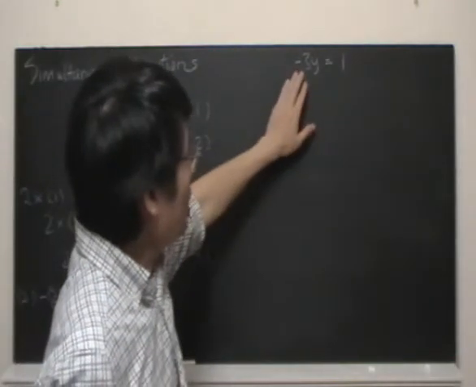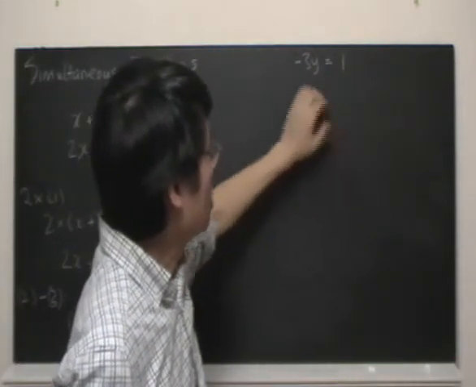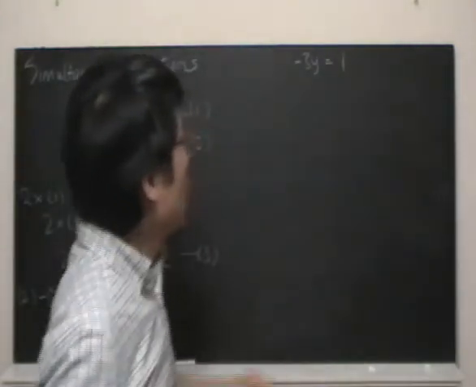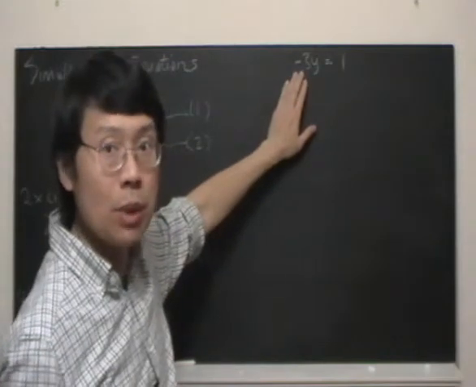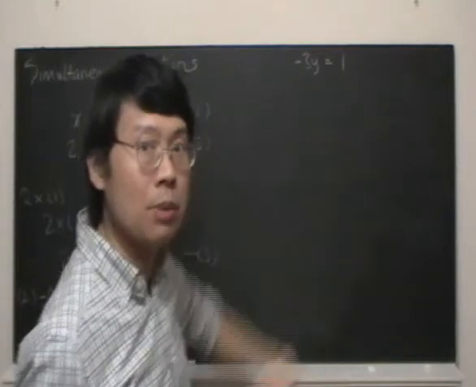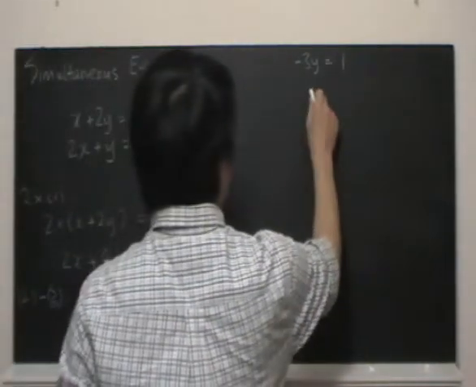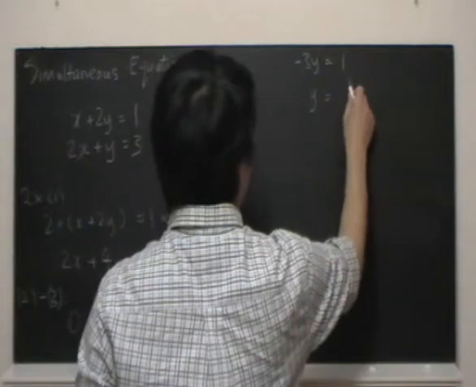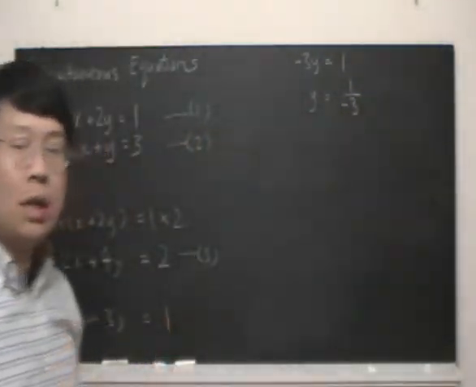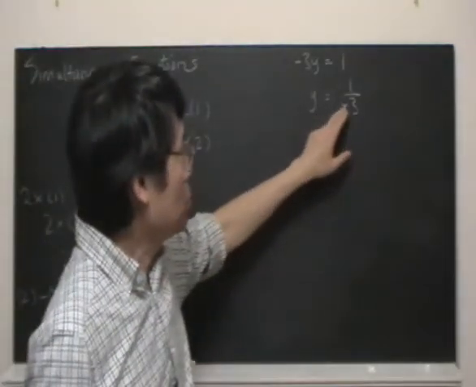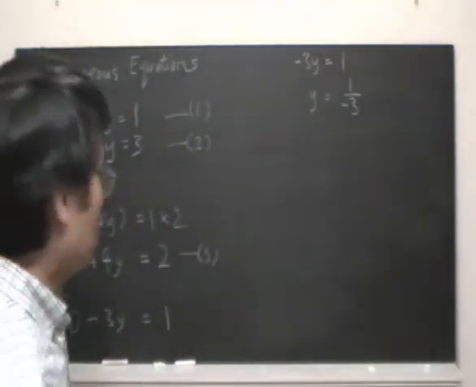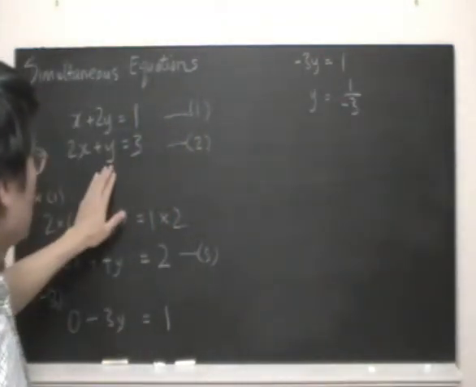On the left side we have minus 3 times y. On the right side we have 1. So we like to find y. We need to get rid of the minus 3. We can do that if we divide both sides by minus 3. So let's do that. y is equal to 1 divided by minus 3. And that's the answer for y. y is equal to minus 1/3. We have one answer now. We have just found y.